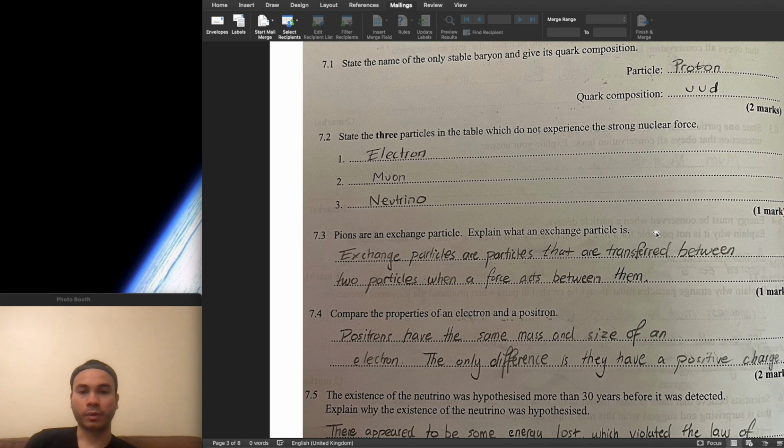So 7.4, compare the properties of an electron and a positron. Positrons have the same mass and size of an electron, but of course they have a positive charge, as with any form of antimatter.